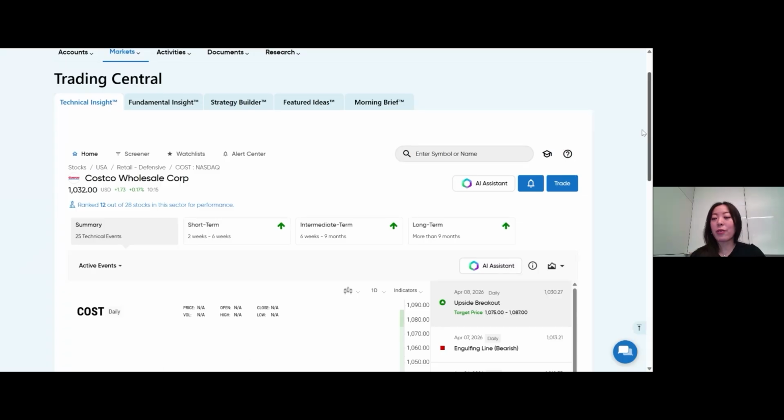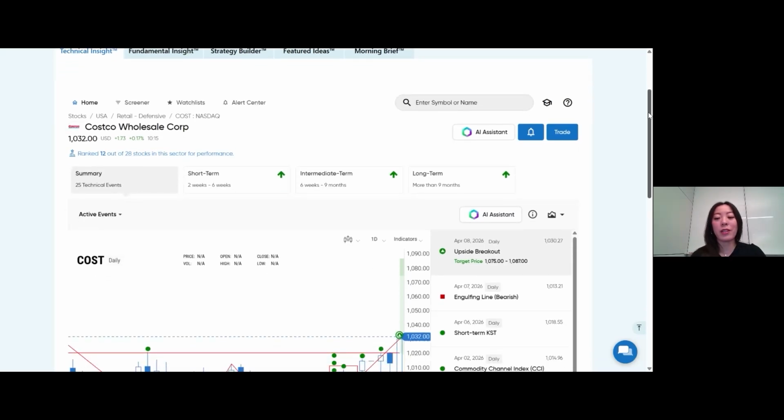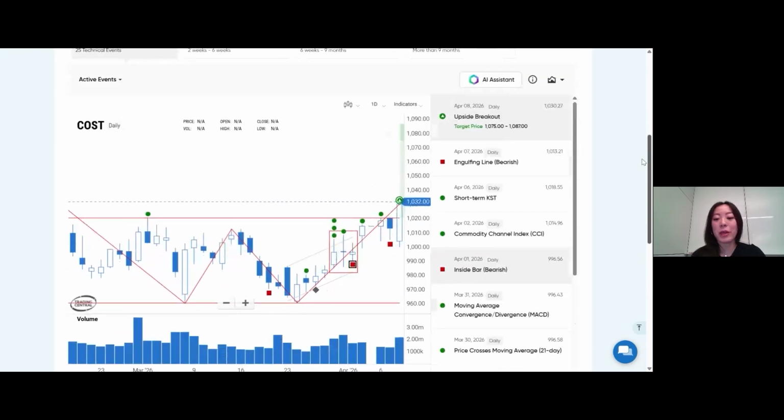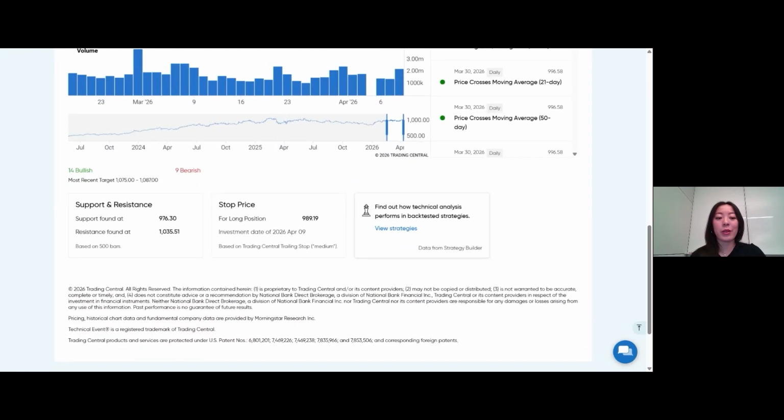And another thing I want to highlight for the Technical Insight tool is, when we're doing research on a particular company, it lists out all the technical events, bullish and bearish, and comes up with a consensus. But if you scroll to the bottom, you can also see support and resistance prices, as well as the stock price if you're in it for the long term.